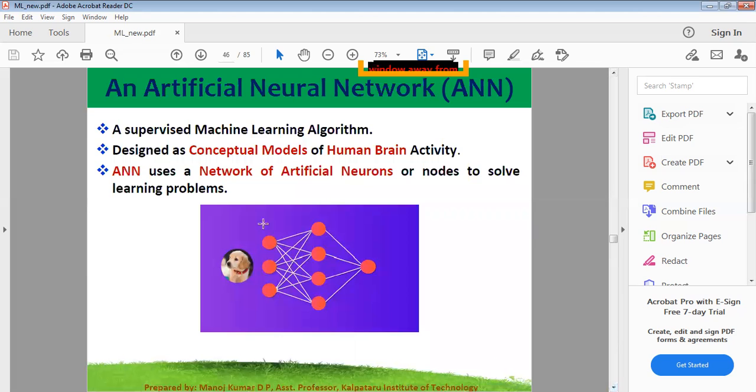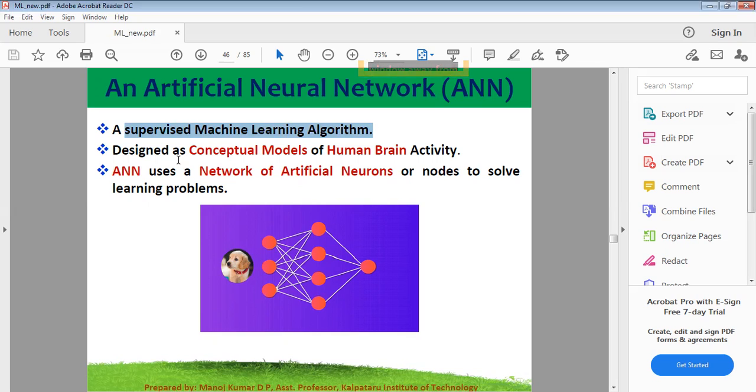So, coming to the concept: artificial neural network, also abbreviated as ANN. It is one of the supervised machine learning algorithms. When you call it a supervised machine learning algorithm, X is given, Y is also given. Input is there, output is also given. You have to derive a set of steps to derive Y from X.